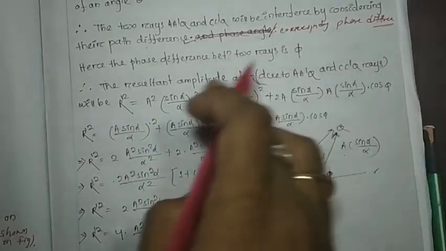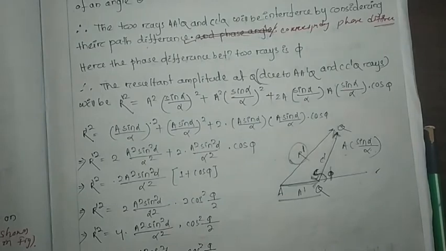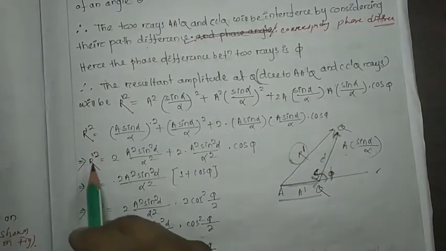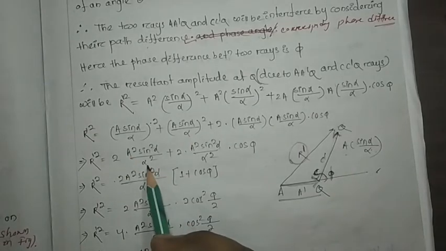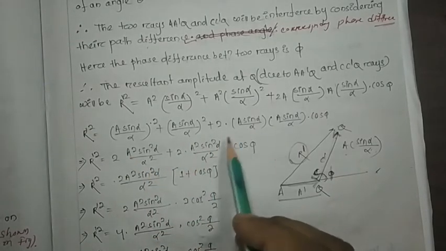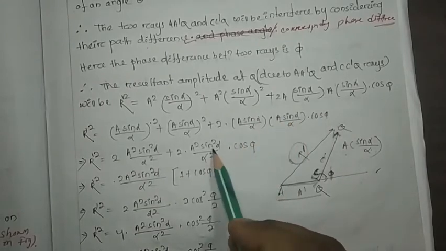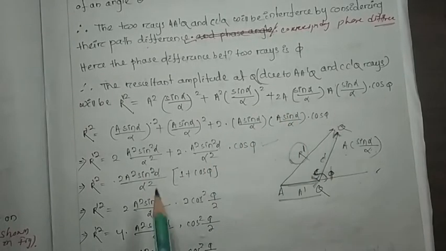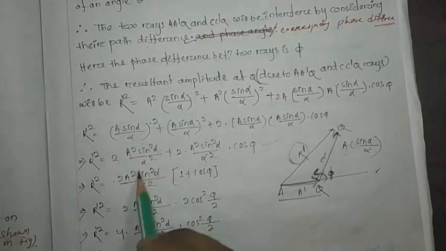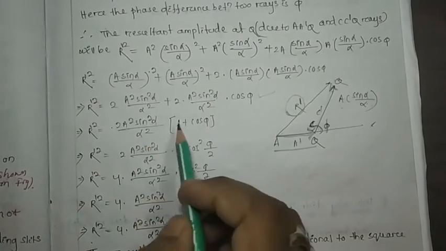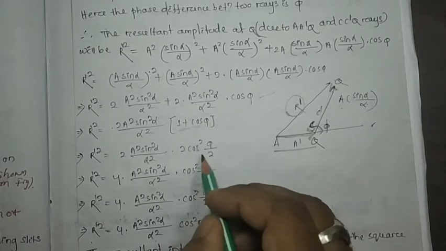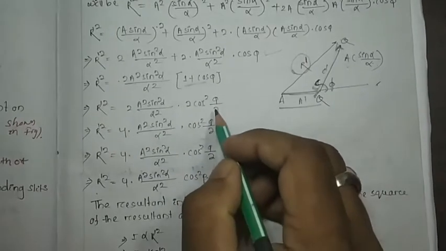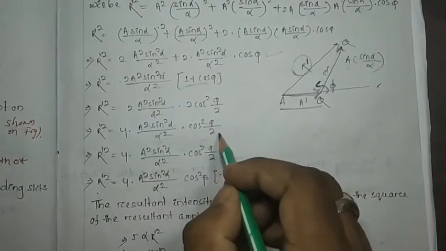This is the so-called addition through the triangle law. Now R dash square will be 2a square sin square alpha by alpha square, plus 2 into a square sin square alpha by alpha square into cos phi. If we take 2a square sin square alpha by alpha square common, then in the bracket we get 1 plus cos phi. We know that 1 plus cos phi is nothing but 2 cos square phi by 2. So here 2 into 2, 4 cos square phi by 2.